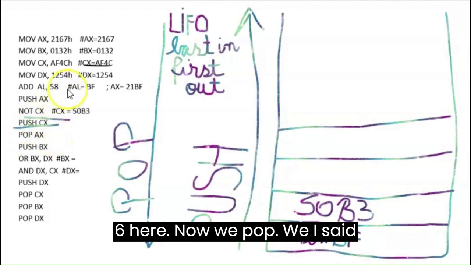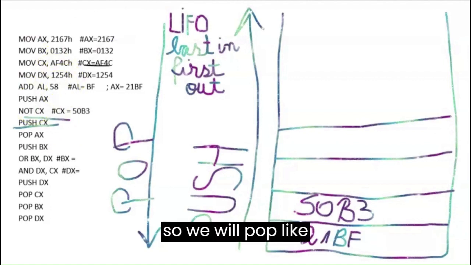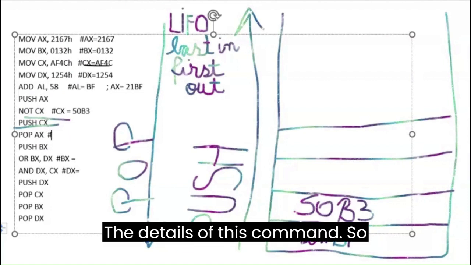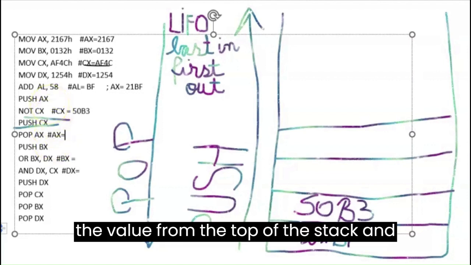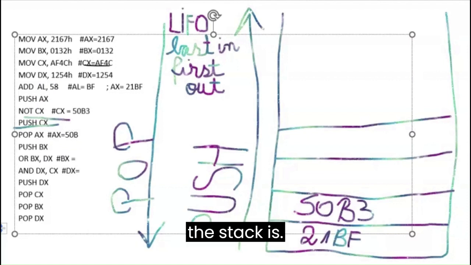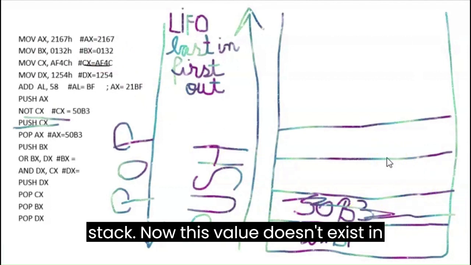Now we pop. I said before that we pop from top to bottom. So we will pop like this. I will add here the details of this command. So AX takes the value from the top of the stack. And now the value from the top of the stack is 50B3, and we delete this. I will just erase this value from the stack. Now this value doesn't exist in the stack.